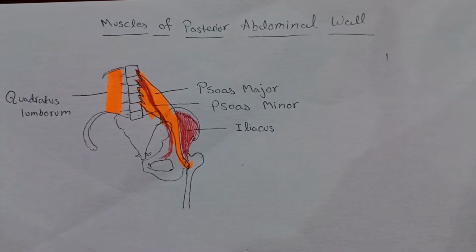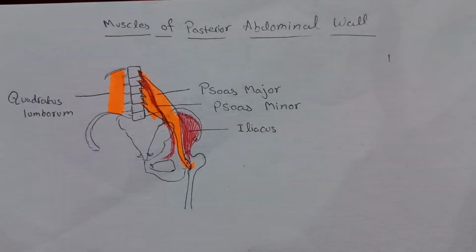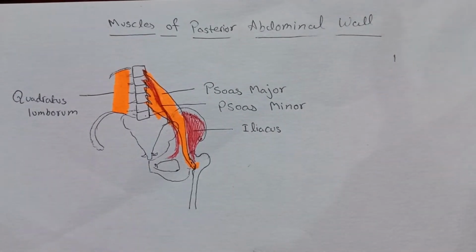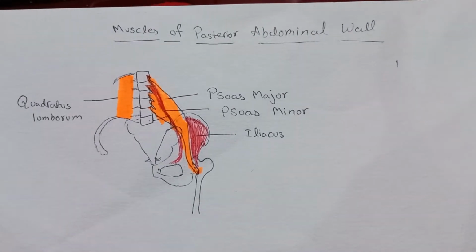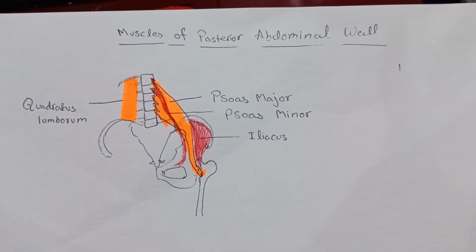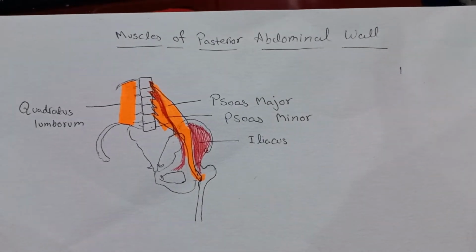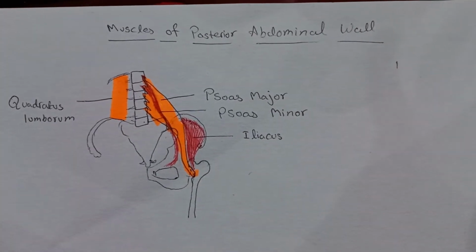Posterior abdominal wall consists of following structures. It consists of abdominal aorta that we are going to discuss later, inferior vena cava, abdominal parts of azygous vein, hemiazygous vein, lymph nodes of posterior abdominal wall, and muscles of posterior abdominal wall.